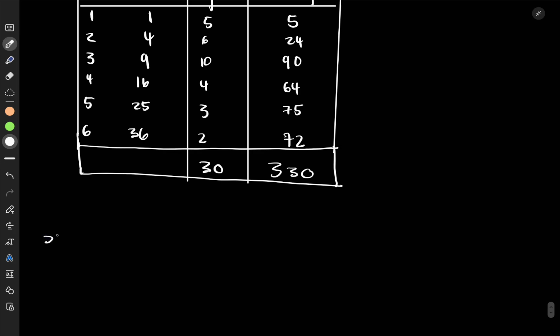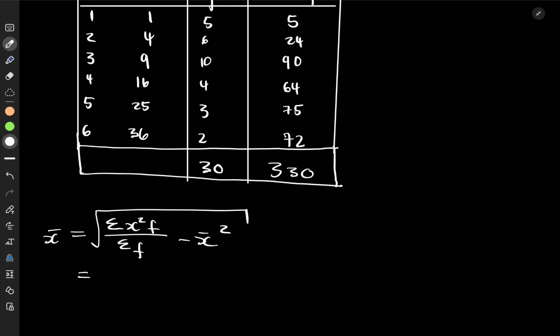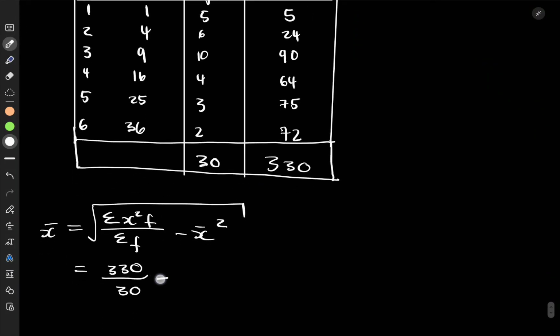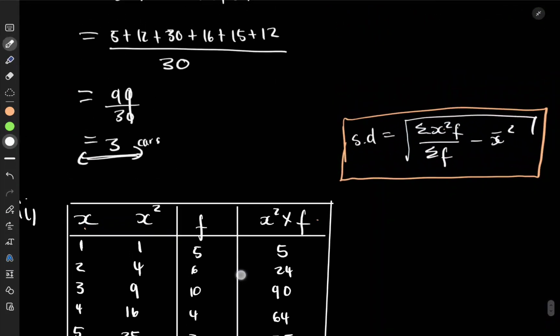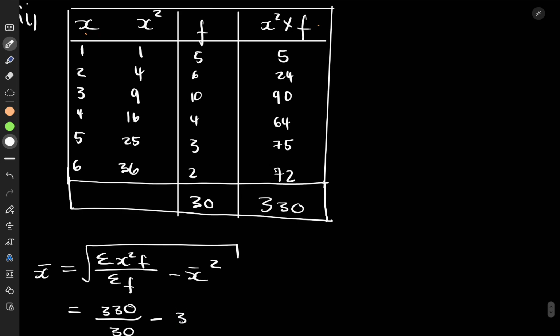Then we can say standard deviation is equal to the square root of the summation of x squared f over the summation of f, minus x bar squared. The summation of x squared f is 330, over the summation of f, which is 30. We add the last two columns, never forget that. Then minus the mean squared. What is the mean? 3, so minus 3 squared. Then we take the square root of that.